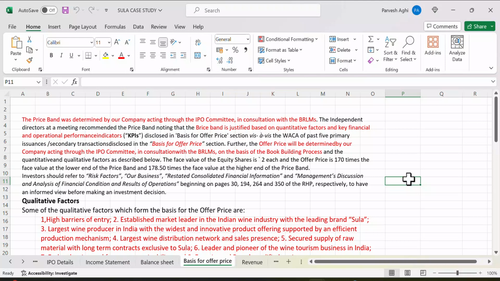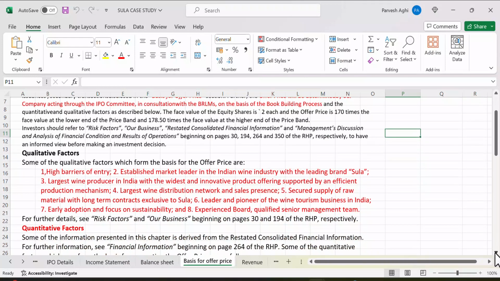Then the company has to give qualitative factors as well as quantitative factors. Fine. So what are the qualitative factors? High barrier of entry. You have studied that in Porter's five forces. What is high barriers of entry? Do you understand the meaning of high barriers of entry?